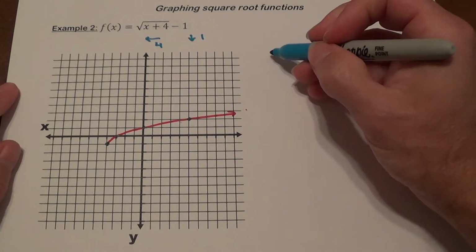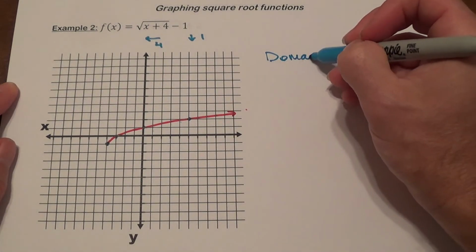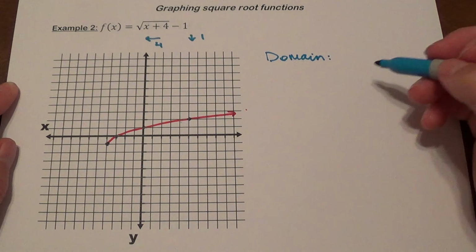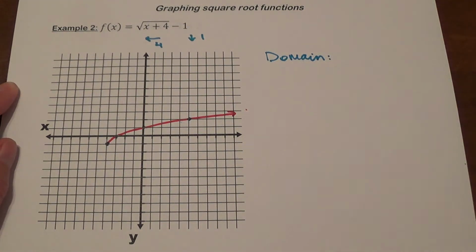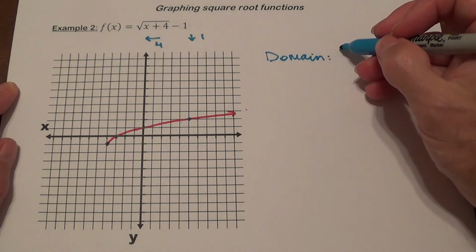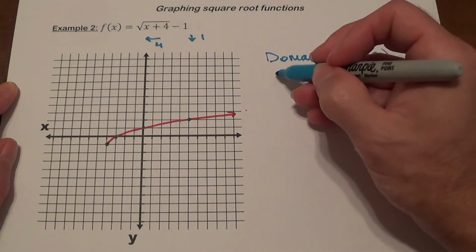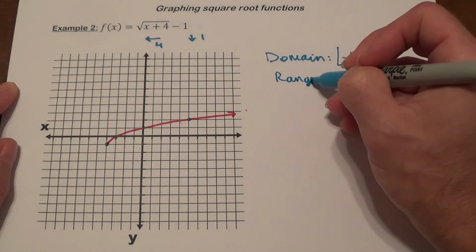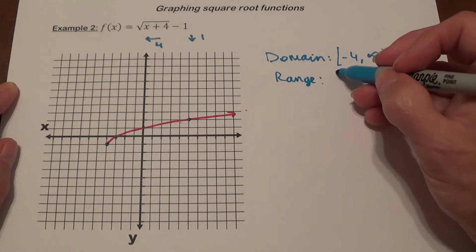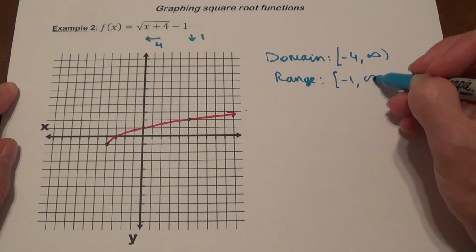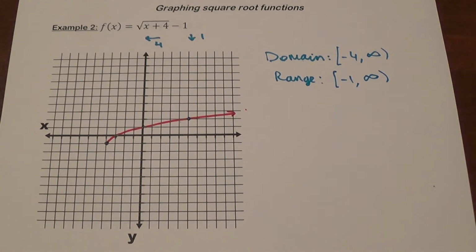The domain now, as you can tell, is going to be moved. The left boundary of the domain is going to be moved 4 units to the left. So it's going to be from -4 to infinity, and the range here is going to go from -1 to infinity because we moved 1 unit down.